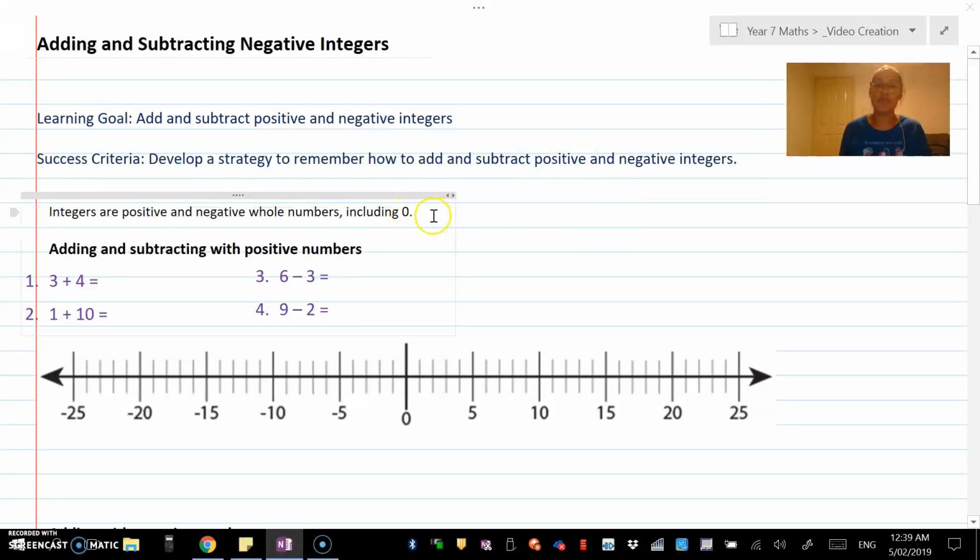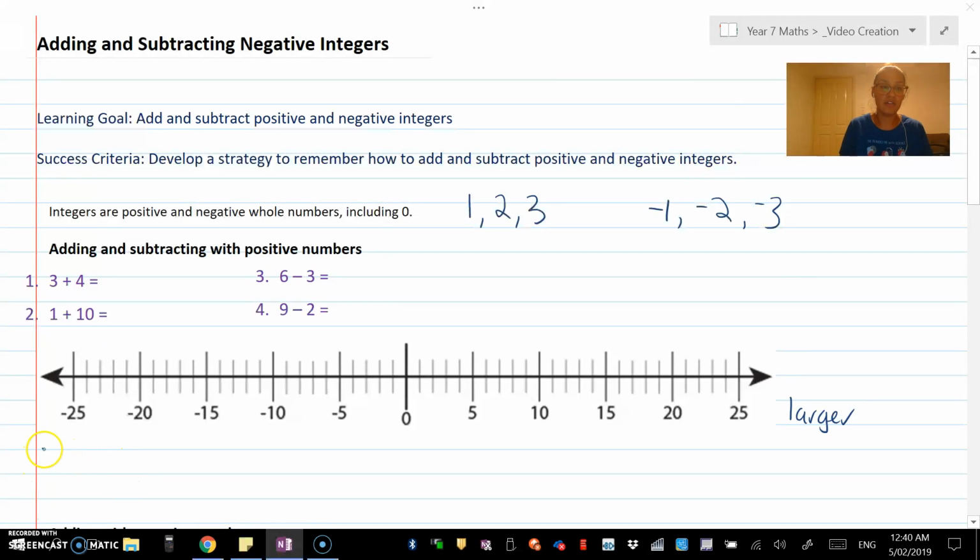So just to recap on vocabulary, integers are positive and negative whole numbers including 0. So remember, you've got numbers such as your counting numbers 1, 2, 3, and in the opposite direction -1, -2, -3. So those numbers can be found on a number line. These numbers are getting larger and these ones are getting smaller.